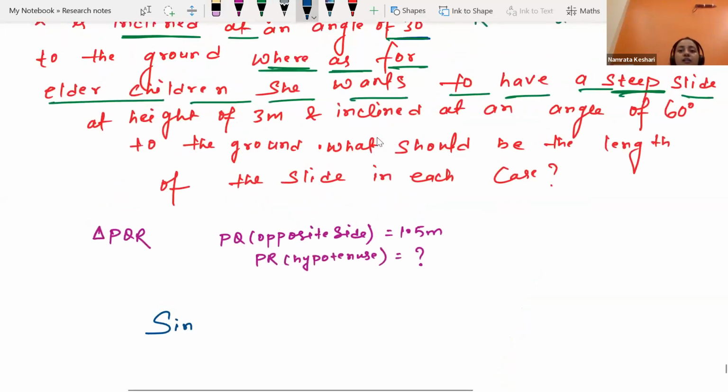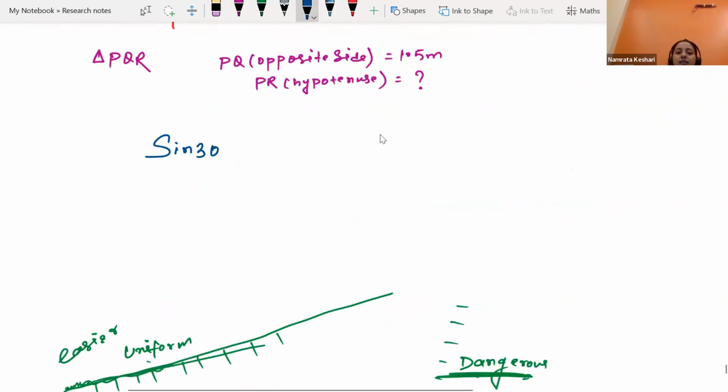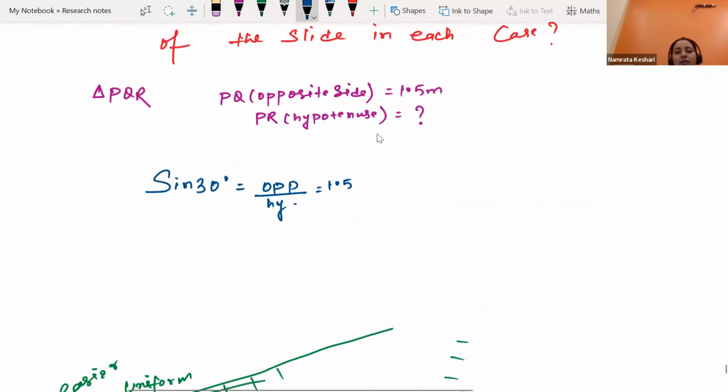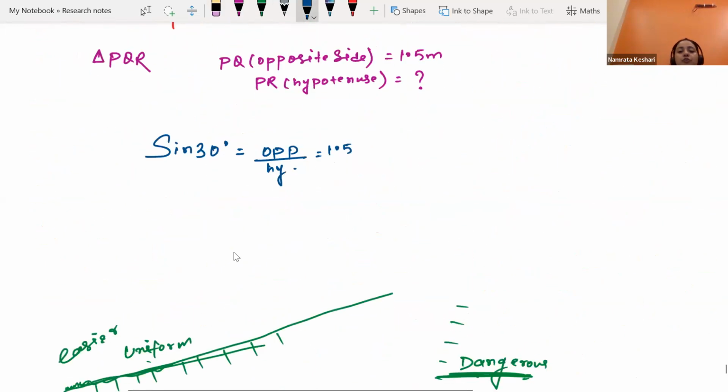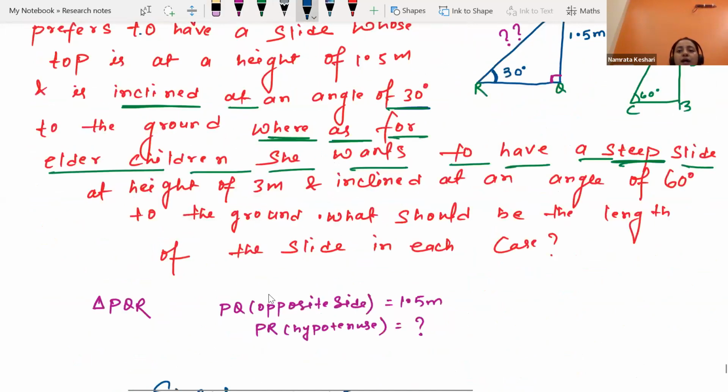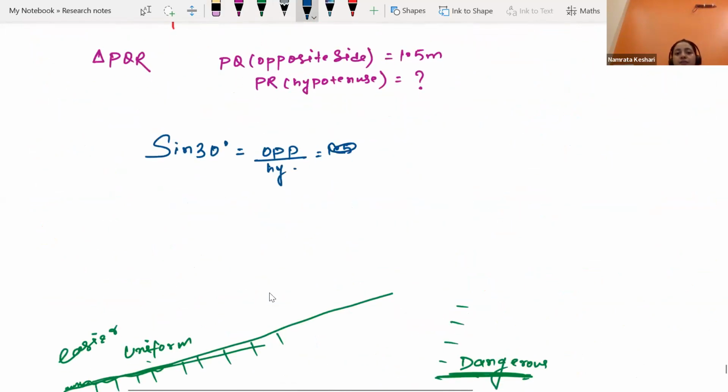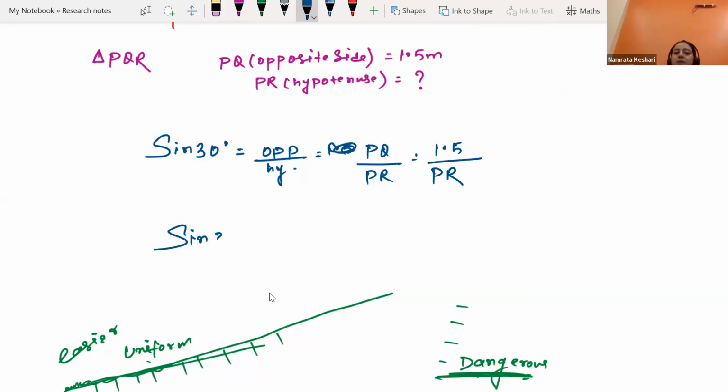What was the given angle? 30 degree. Sine 30 degree is equal to opposite side over hypotenuse. The formula is opposite over hypotenuse. So the opposite side we already know is 1.5 meter. If you want to name the sides, opposite is PQ and the hypotenuse is PR. So that is 1.5 by PR, which we don't know. So basically sine 30 degrees equals 1.5 by PR.